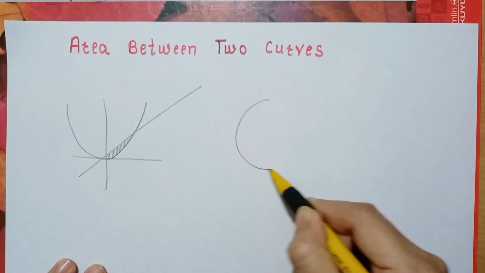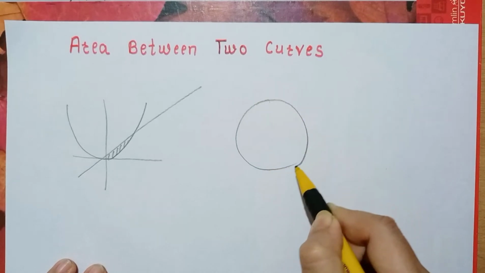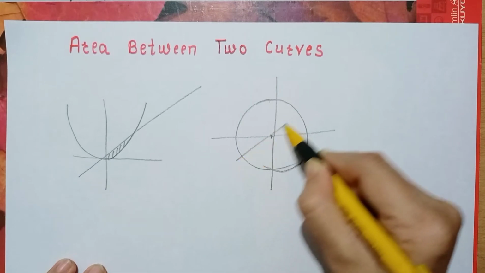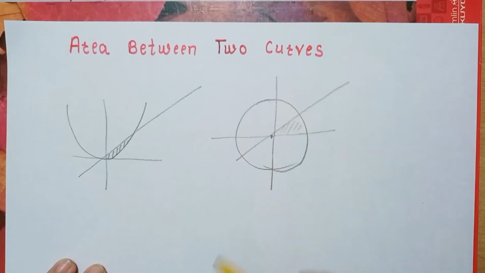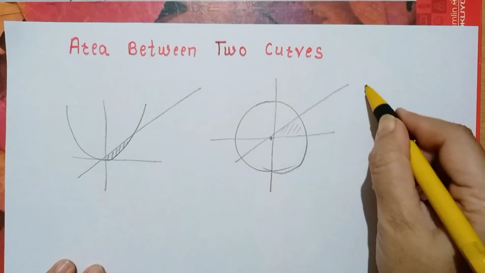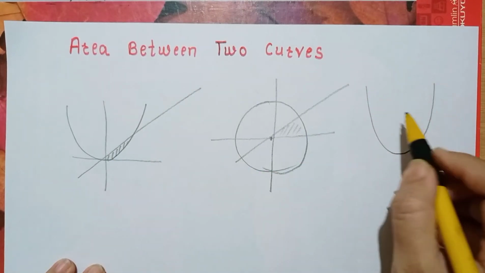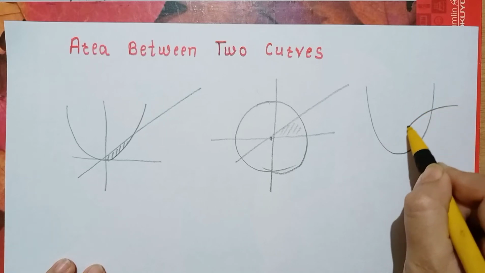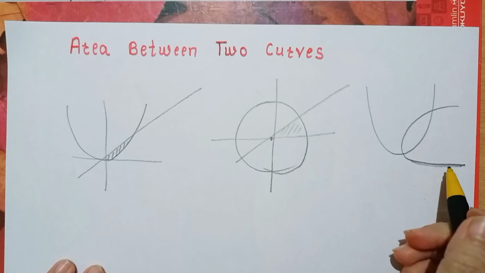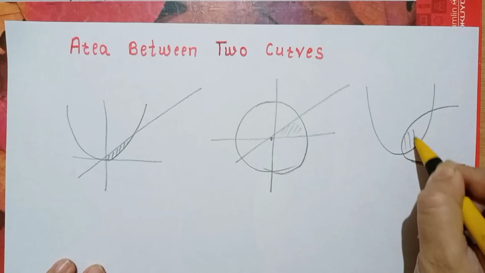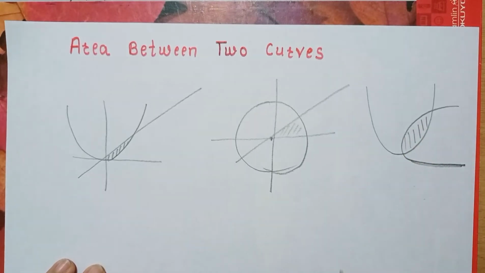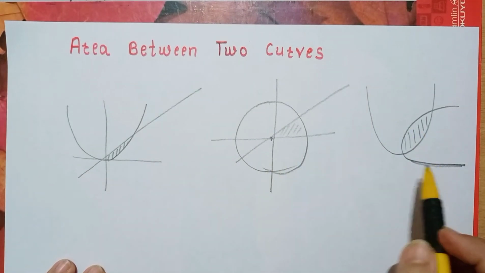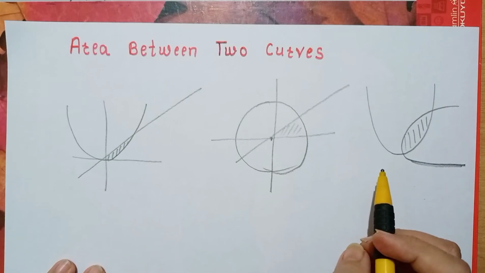Or maybe there is a circle whose center is at origin, and suppose this is a line, then you have to find out this area. Or suppose this is a parabola which is in the form x square is equal to 4by, and this is another parabola of the form y square is equal to 4ax, and you have to find out this area enclosed between these two curves. So these type of examples we are going to solve in this video.